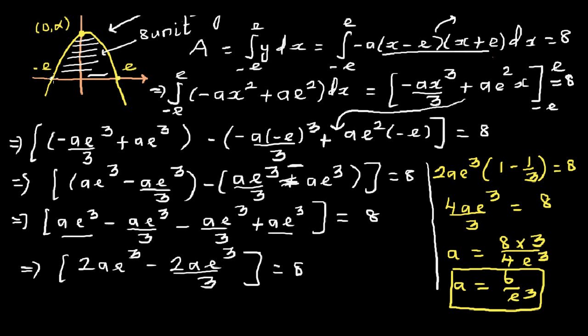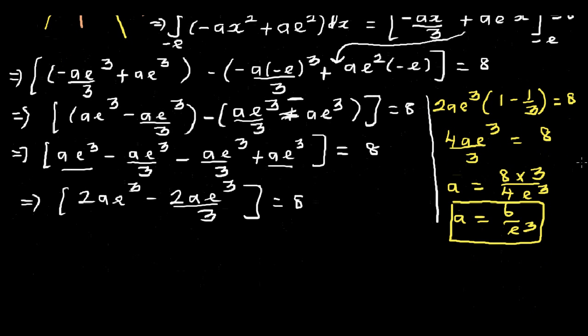So what is alpha? Alpha is when your x is 0. Let me drag this up. So what's the equation? The equation is y is equal to minus 6 divided by e cubed times x minus e times x plus e.